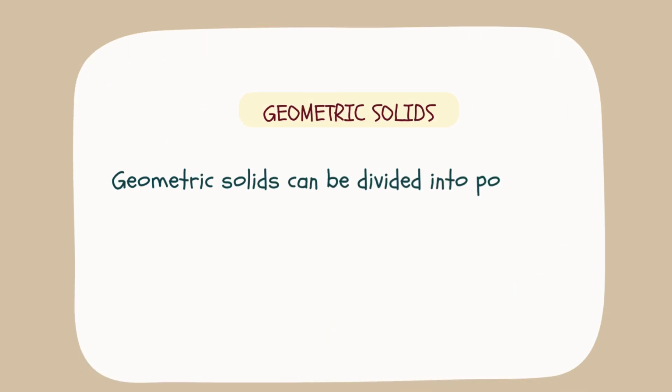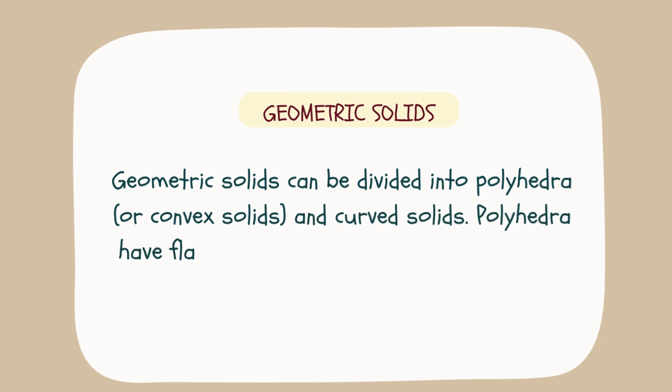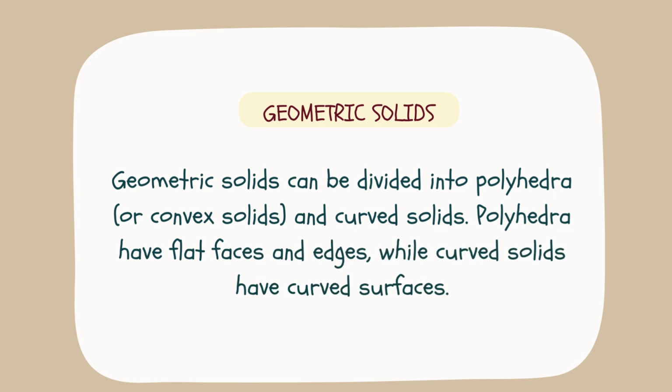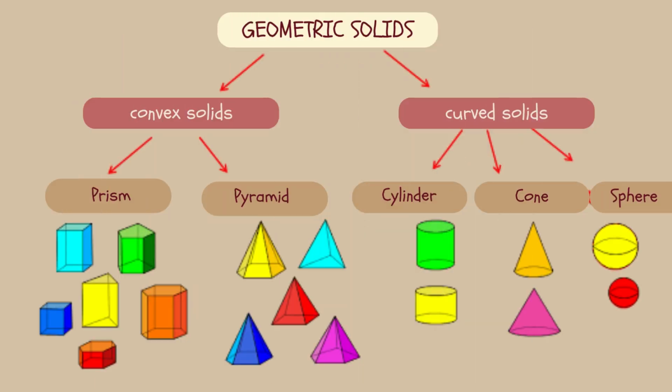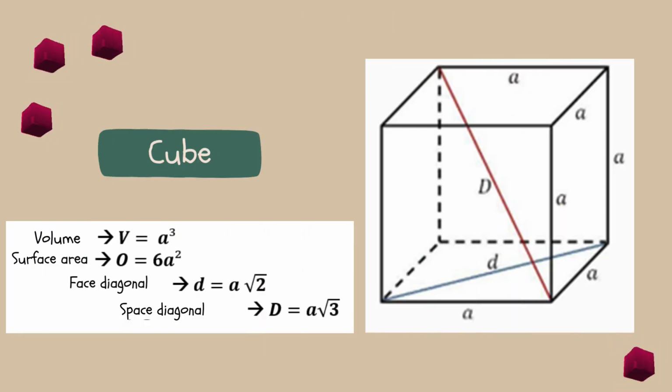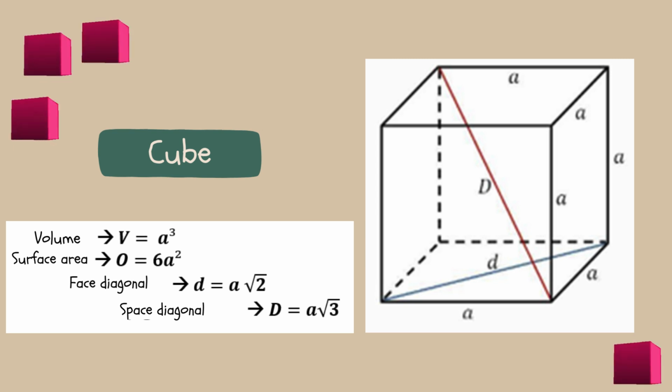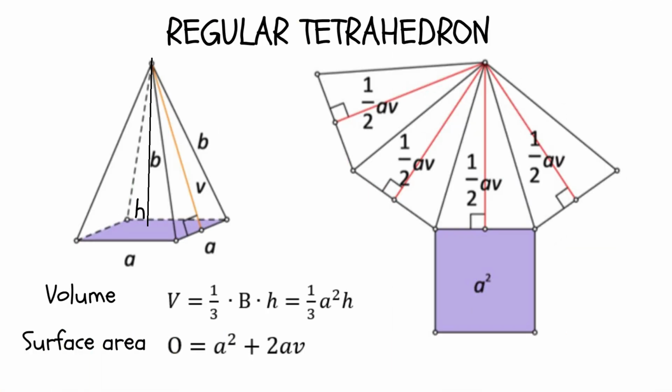Geometric solids can be divided into polyhedra, or convex solids, and curved solids. Polyhedra have flat faces and edges, while curved solids have curved surfaces. Convex solids include prisms and pyramids, whereas curved solids include cylinders, cones, and spheres. Cube. Volume, surface area, face diagonal, space diagonal. Regular tetrahedron. Volume, surface area.